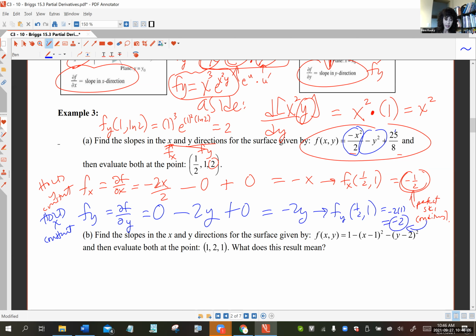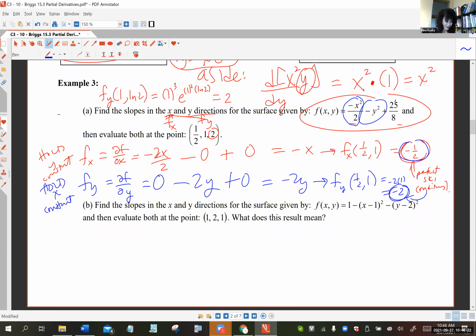Also perfect skiing conditions. In fact, if you're a hotshot skier, you probably would prefer skiing in the direction of the y-axis because it's going to be steeper than skiing in the positive x-axis direction. Okay? And we're done with part A.